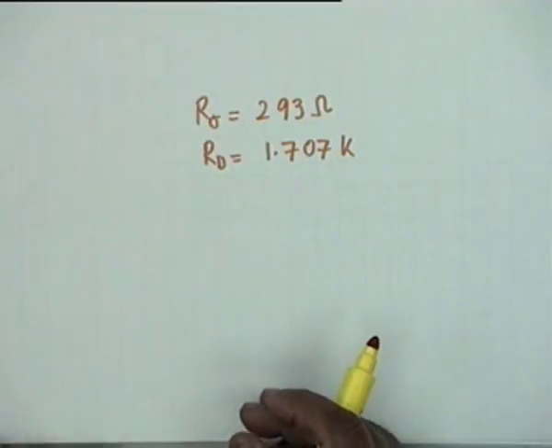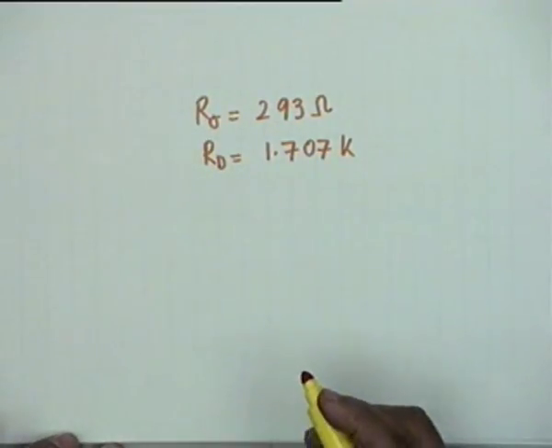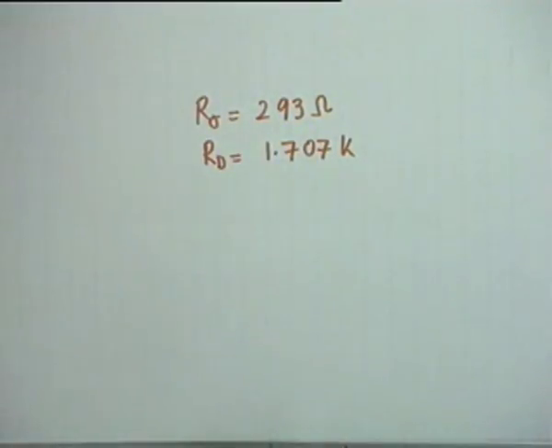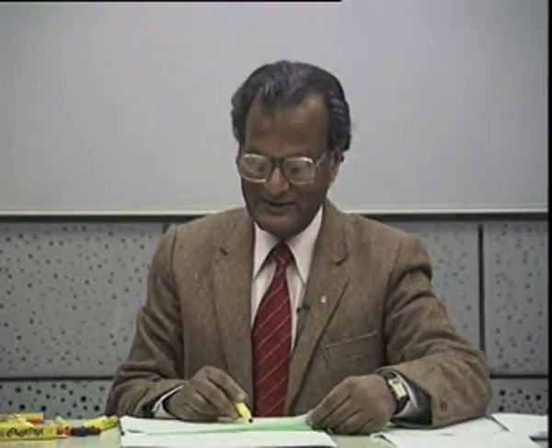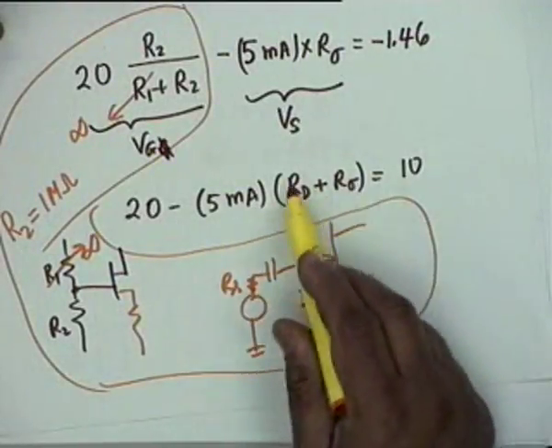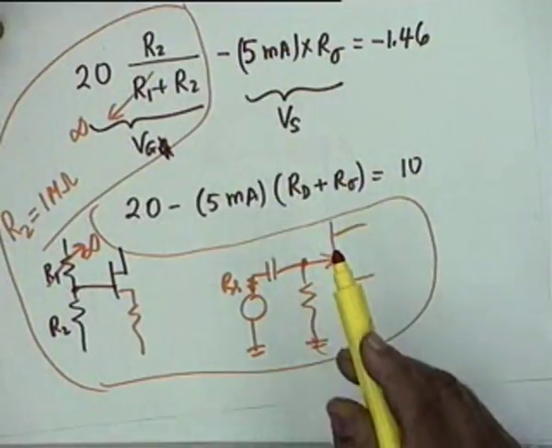The sum of the two is 2K. RD plus R sigma, it has to be so. Why not? Because it is 20 minus 5 milliampere, sum of these two equal to 10. So this must be 2K.